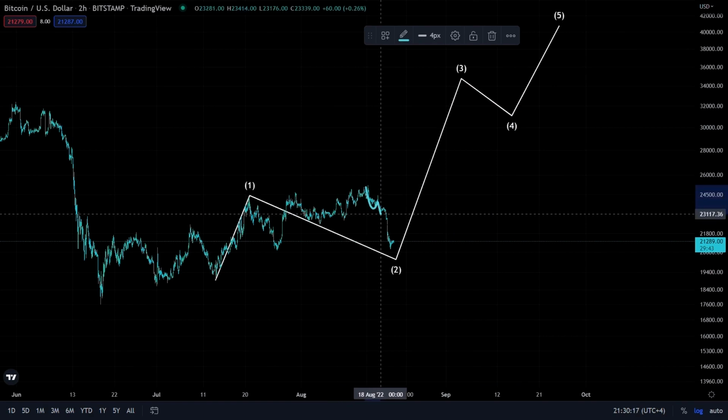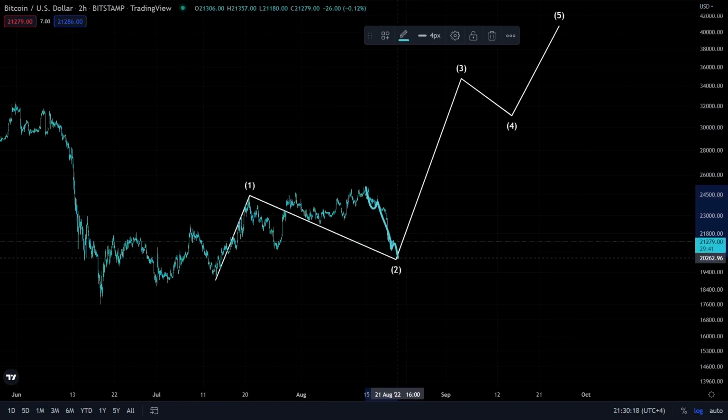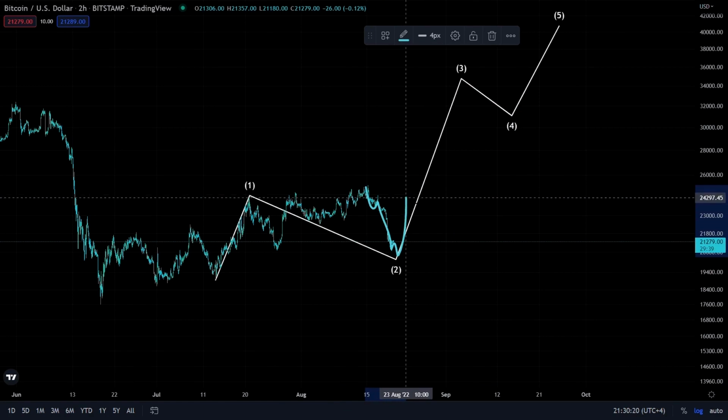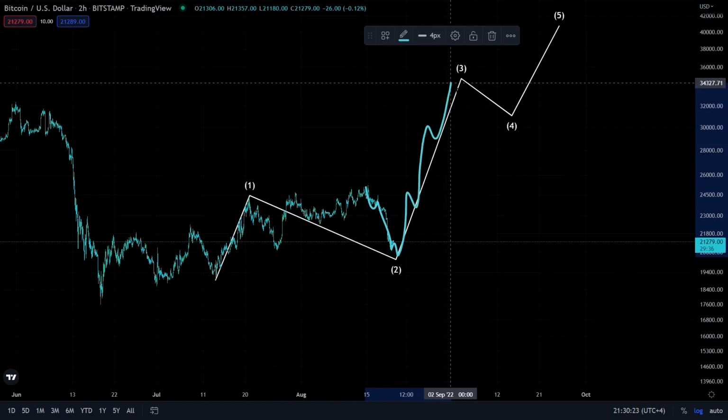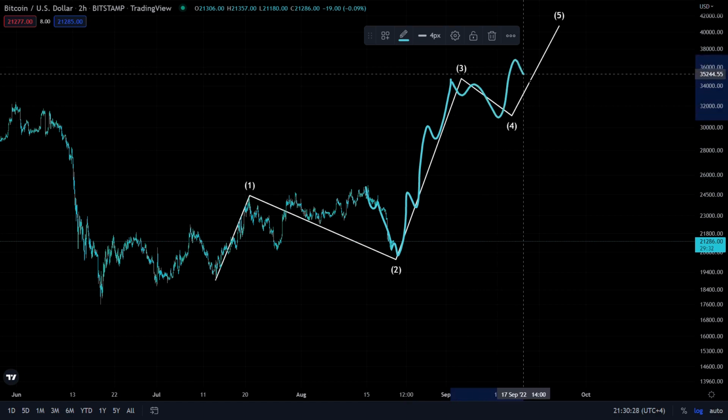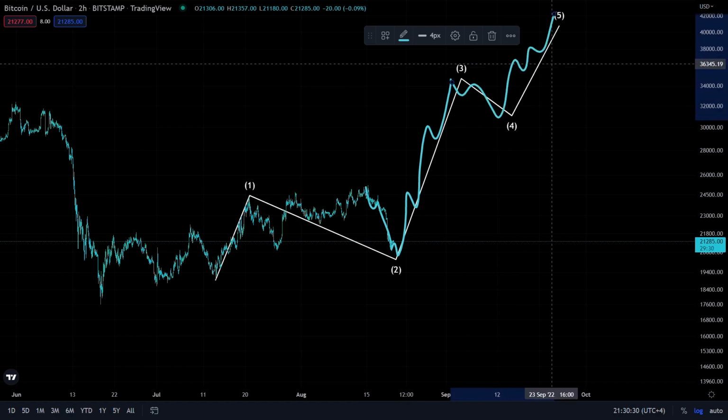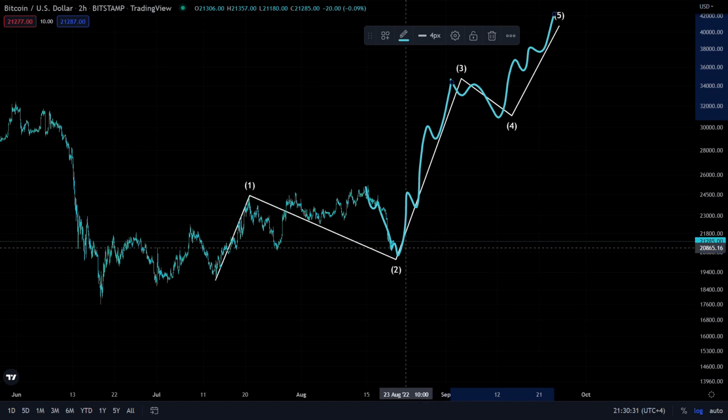So if we are due for one more new low here and we come down, we'd be looking for an impulse there of 5 waves that we get like this up to around $35,000. A 3 wave correction and then back up for another 5 waves to end around about $40,000. That's the wave structure I'd be looking for.